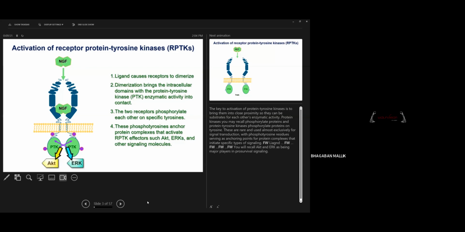So you have a tyrosine residue here, and also another molecule, phospholipase C, can also phosphorylate these two intracellular domains. And because of phosphorylation, you have recruitment of effector proteins, which are AKT and ERK, which can further initiate the downstream signaling.